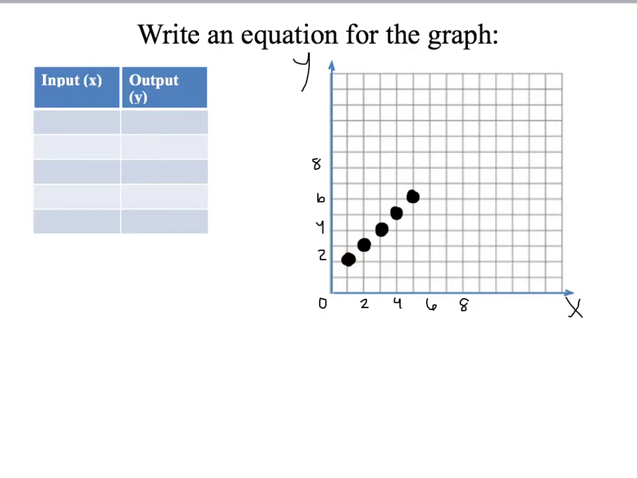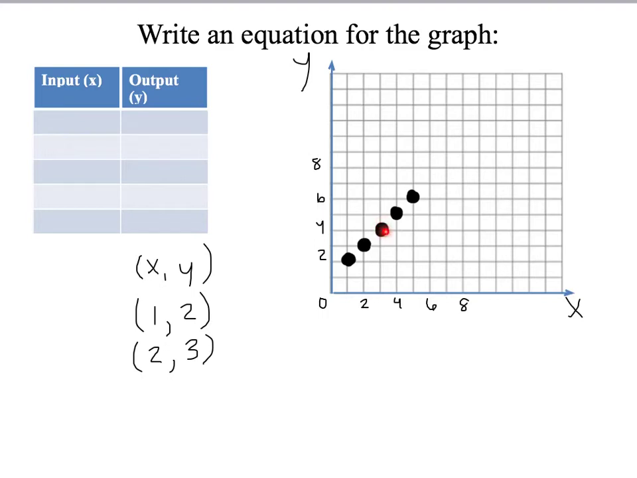So x comes first in an ordered pair. So we have our x value, comma, y value, which here for the first point is 1, comma, 2. For our next point, we go over 2 and up 3. So that is 2, comma, 3.